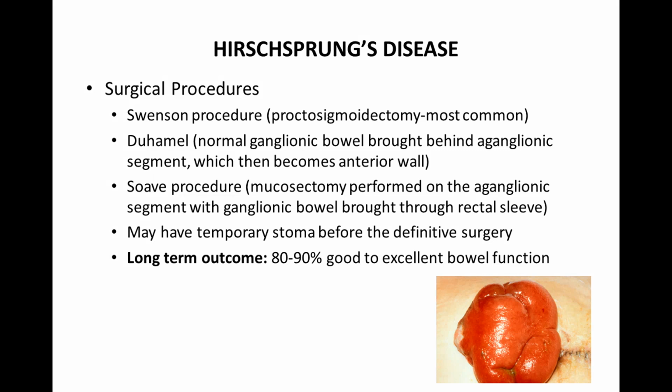Surgical procedures remove the aganglionic segment of the bowel and rectum, with an endorectal pull-through, also known as the Swenson procedure, being the most common. The rectum and sigmoid colon are removed, and an anastomosis to the anal canal is performed. A temporary stoma may be done before definitive surgery to serve as protection while the pull-through area heals. Sometimes fecal incontinence can be a problem, so appropriate perianal skin care is a must.